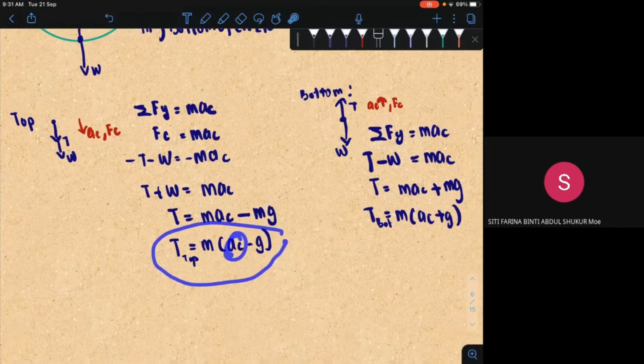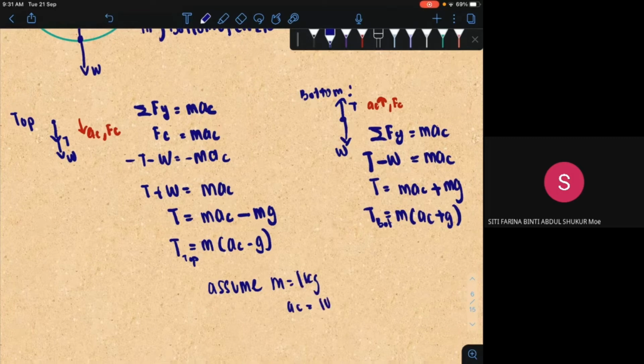T at the bottom, pula acceleration kamu kena tambah dengan G. So based on these two, kalaulah saya bagi a value, contoh saya kata assume M adalah 1 kg, contoh AC adalah 10. Okay, ini satu tak ada masalah. Mass ni 1, this is 1. AC kamu 10, G adalah 9.81, betul?